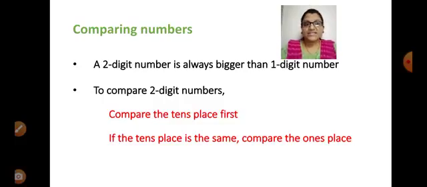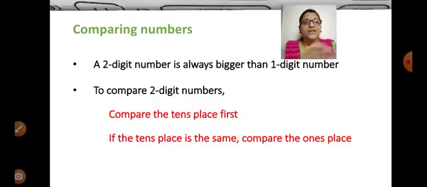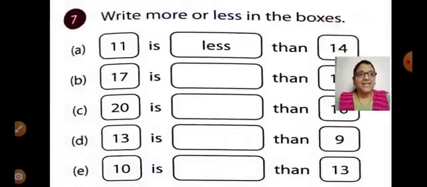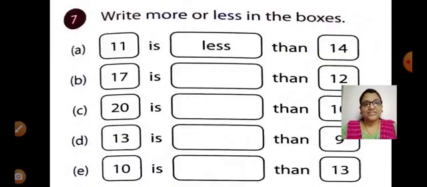Next point is, to compare two-digit numbers, compare the tens place first. And if the tens place is the same, compare the ones place. So remembering these points, we will continue with the textbook writing. Let us solve question number 7. Write more or less in the boxes. First question is already given.